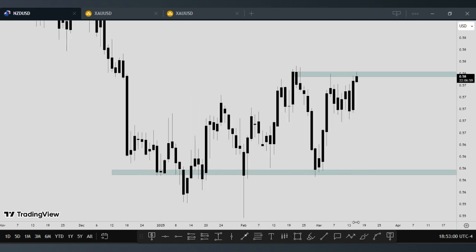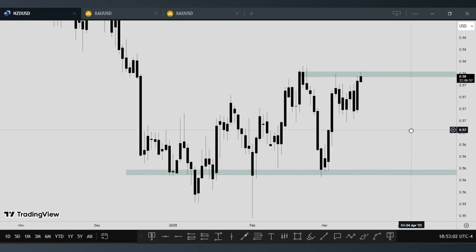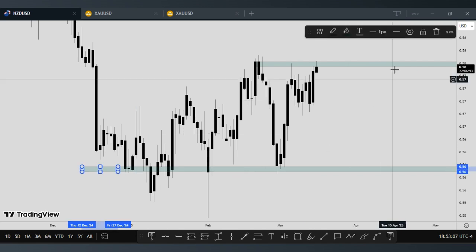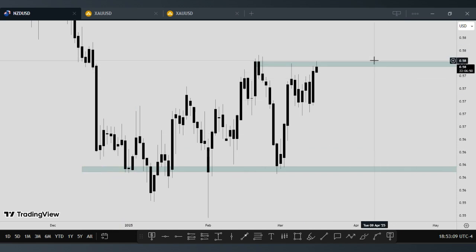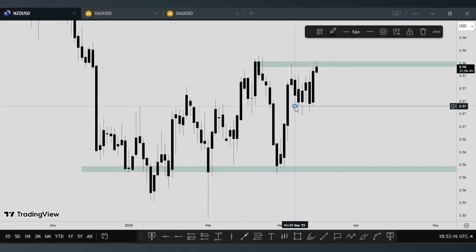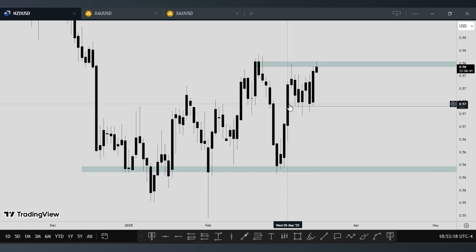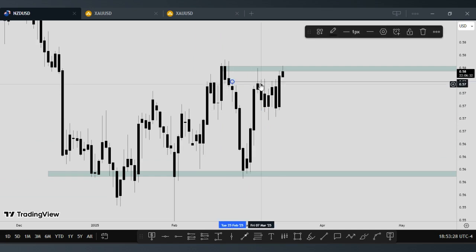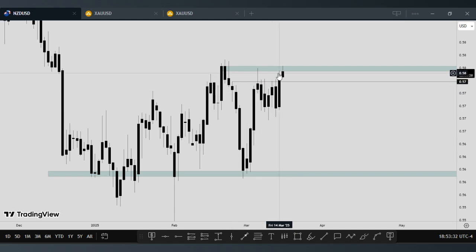NZD/USD, a very interesting piece here. We have an area of support and then an area of resistance. We have now run back into that resistance. For NZD/USD, that was a very beautiful buy here on Friday after price held this level. Now you can see that price has held that level multiple times, and now we have broken that level.